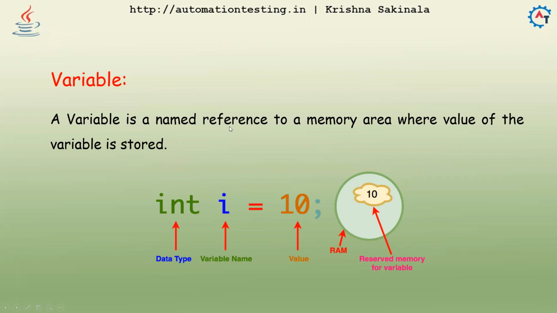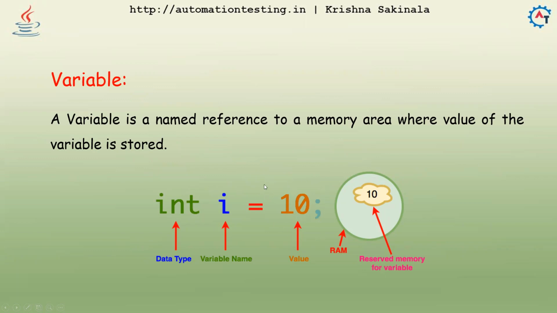A variable is a named reference to a memory area where the value of the variable is stored. So if you want to store some values, you can use variables. If I want to store 10 here, I'll use int i = 10. So int is the data type, i is the variable name, and 10 is the actual value which I want to store in memory. This is how you store a value.